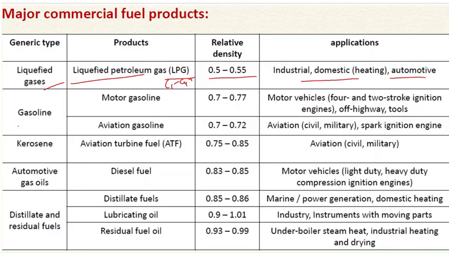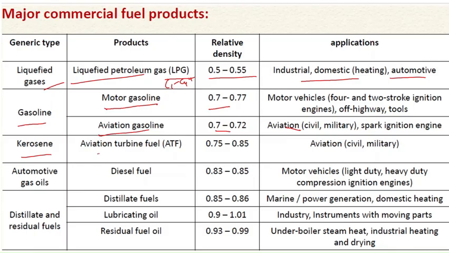Its density is 0.5 to 0.55, and it is used in various applications such as domestic applications, automotives, industries, etc. The second one is gasoline. It is of two types: one is motor gasoline and another is aviation gasoline. Motor gasoline is basically used in our daily life in motorbikes and cars, so motor vehicles basically. Whereas aviation gasoline is used in civil and military vehicles, and its density is much higher compared to the liquefied gases.